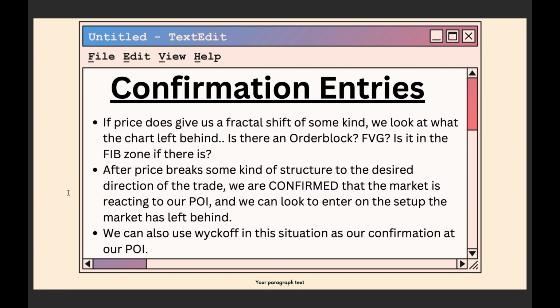These are all essentially the same thing. If price does give us a fractal shift of some kind, we look at what the chart left behind. Is there an order block, fair value gap? And is it in the fib zone if there is? After price breaks some kind of structure to the desired direction of the trade, we are confirmed that the market is reacting to our point of interest, and we can look to enter on the setup that the market has left behind. So you're kind of finding one setup and then waiting for another setup too. We can also use Wyckoff in this situation as our confirmation at our point of interest. Wyckoff is literally a form of confirmation.